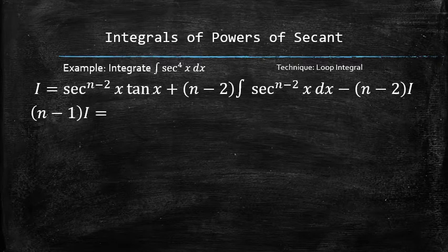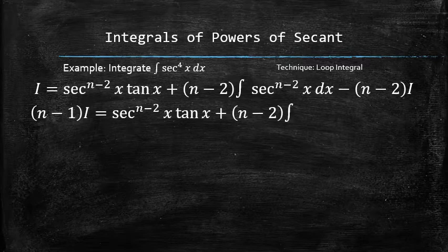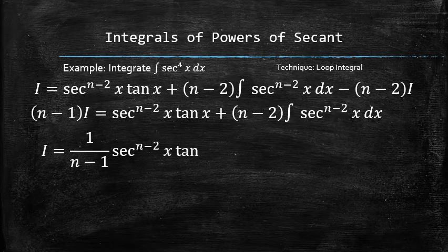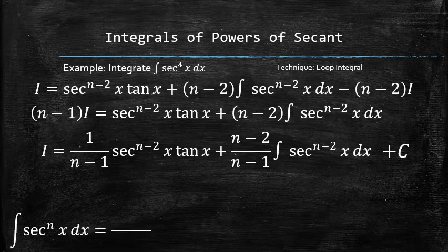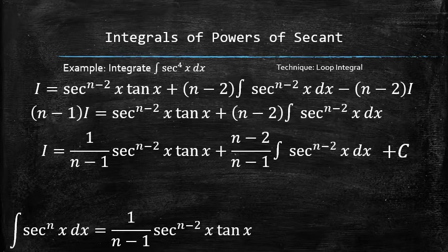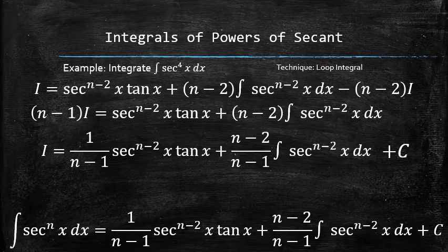To collect all I's on one side, we add n-2 I's to both sides. And to isolate I, we divide both sides by n-1. And we add plus C to the result, replacing I with the original integral, and now we have the formula that relates the integral of the nth power of secant to the integral of the secant raised to the power n-2, which we can find using the same formula. We call this formula the recursive formula for finding the integral of the secant raised to any power n.